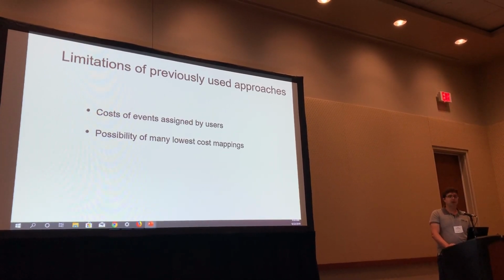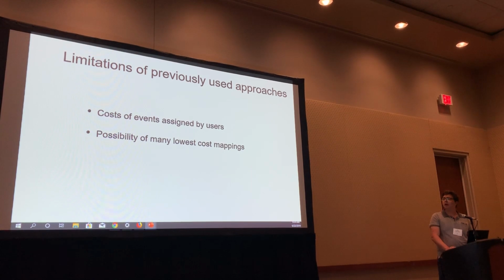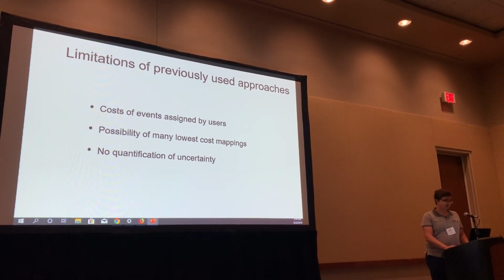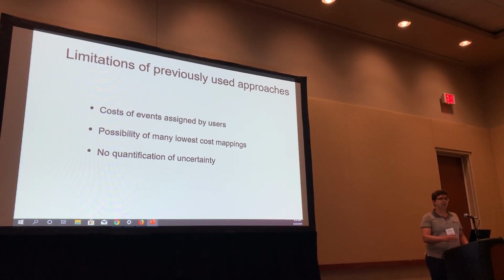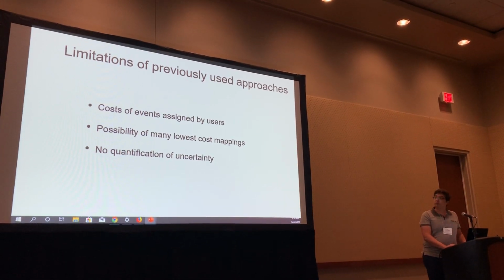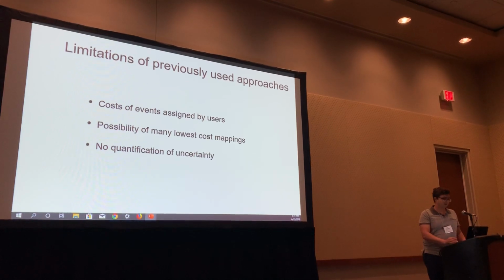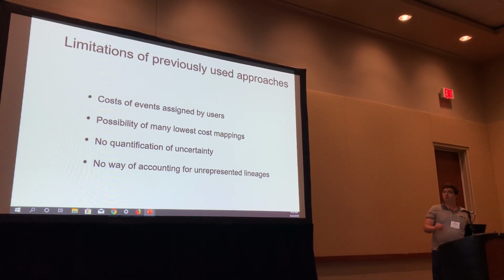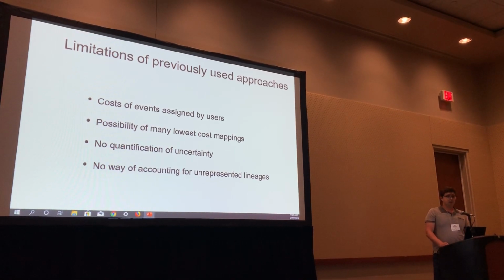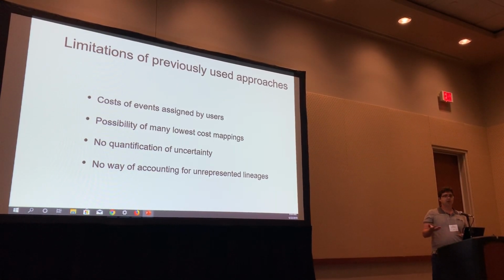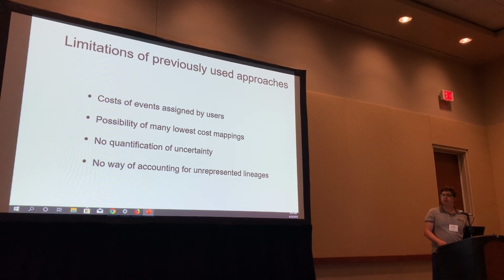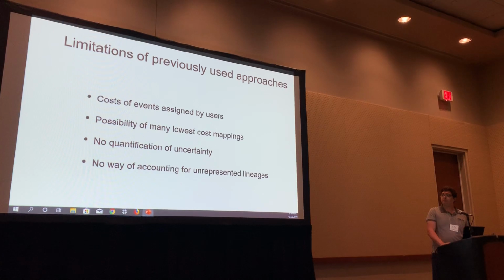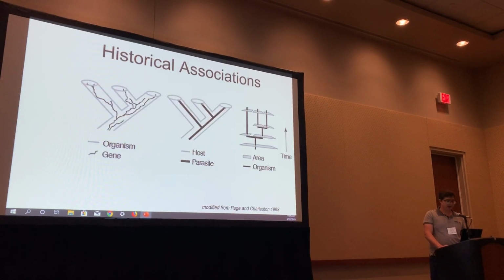You can get more than one lowest cost mapping. Related to that, you don't get any quantification of uncertainty, and so you don't really have any confidence about which map you should choose, or how confident you should be in that map. And of course, there's no way to account for unrepresented lineages. So when there's incomplete sampling of the host or the symbiont in the cophylogeny case, you are not able to account for that incomplete sampling.